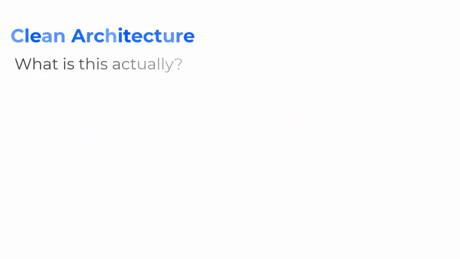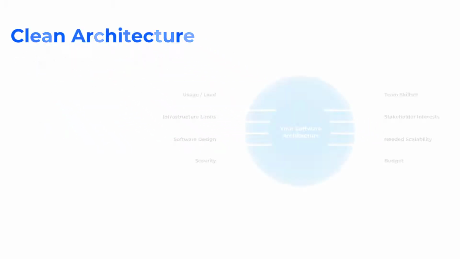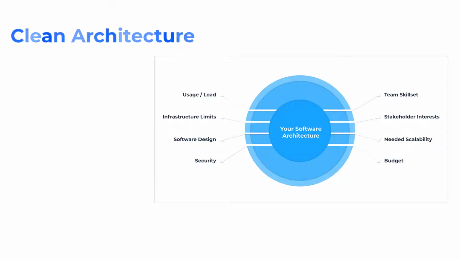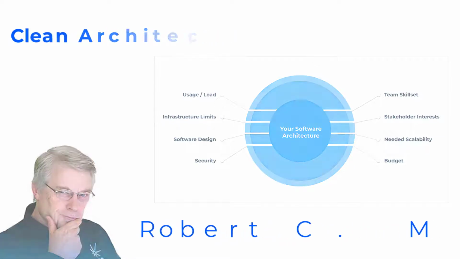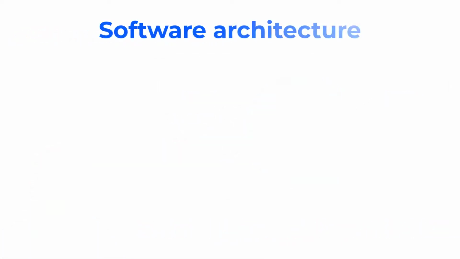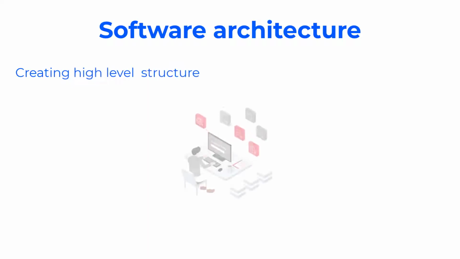Clean architecture. What is this actually? It is a software architecture, proposed by Uncle Bob. Software architecture refers to the process of creating high-level structure of a software system.